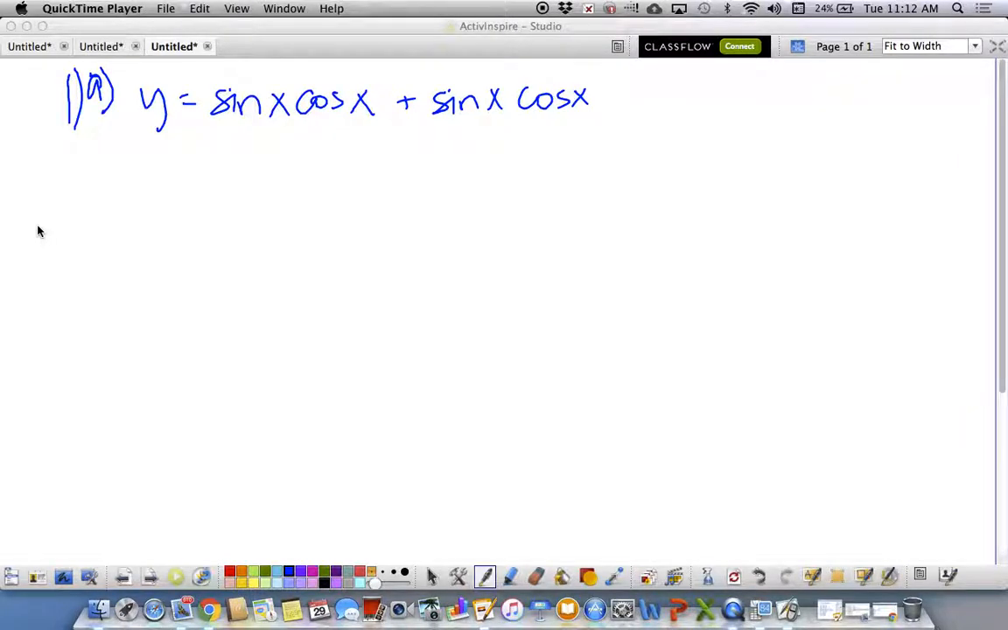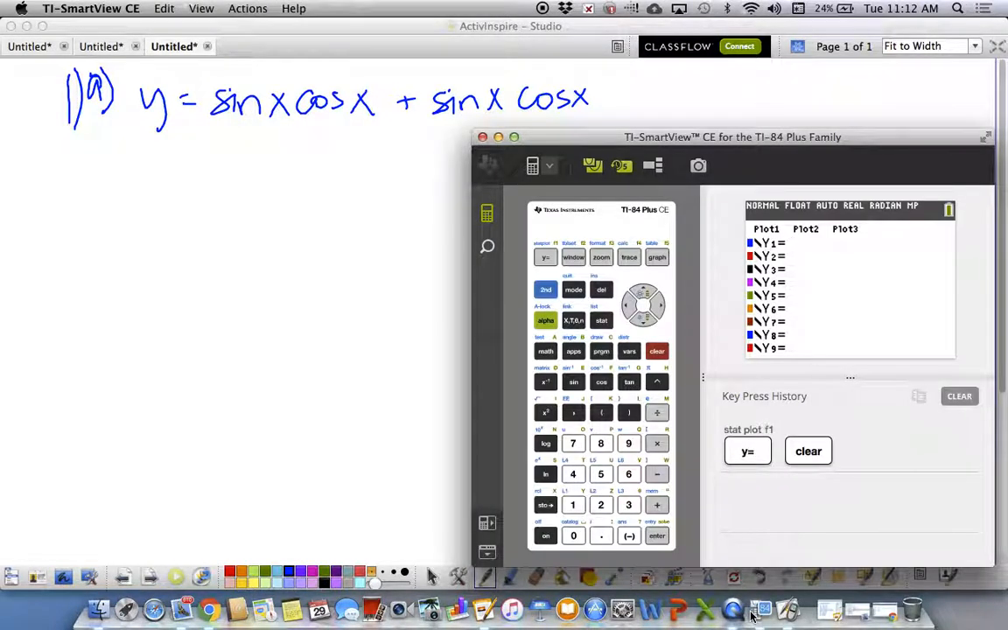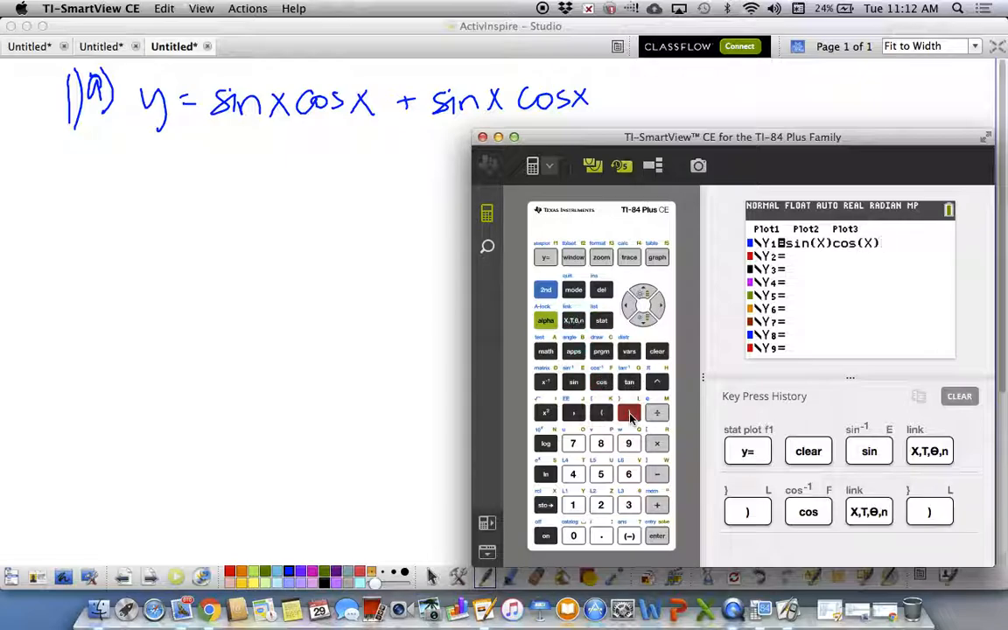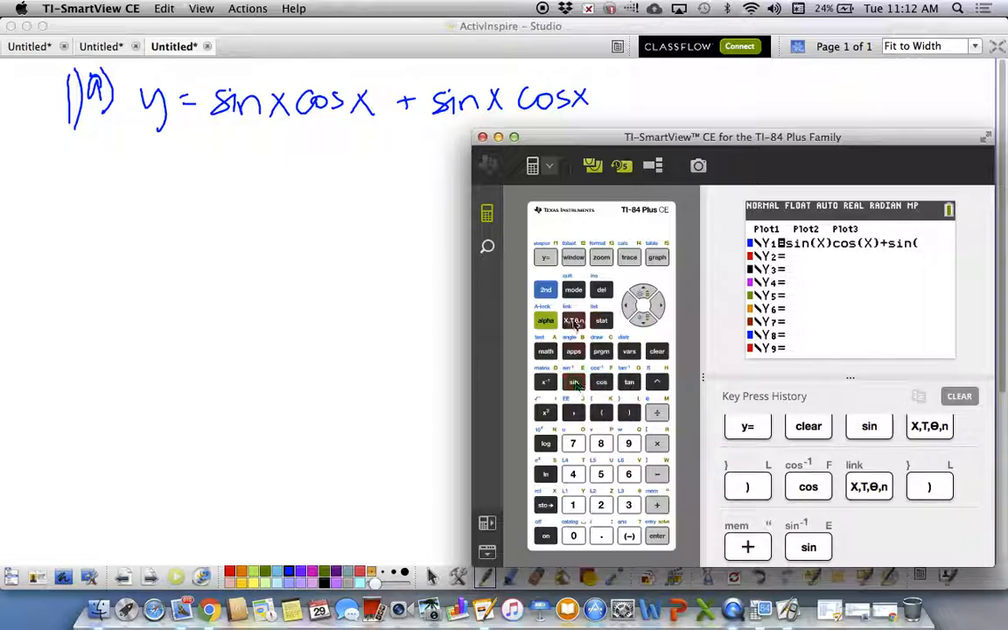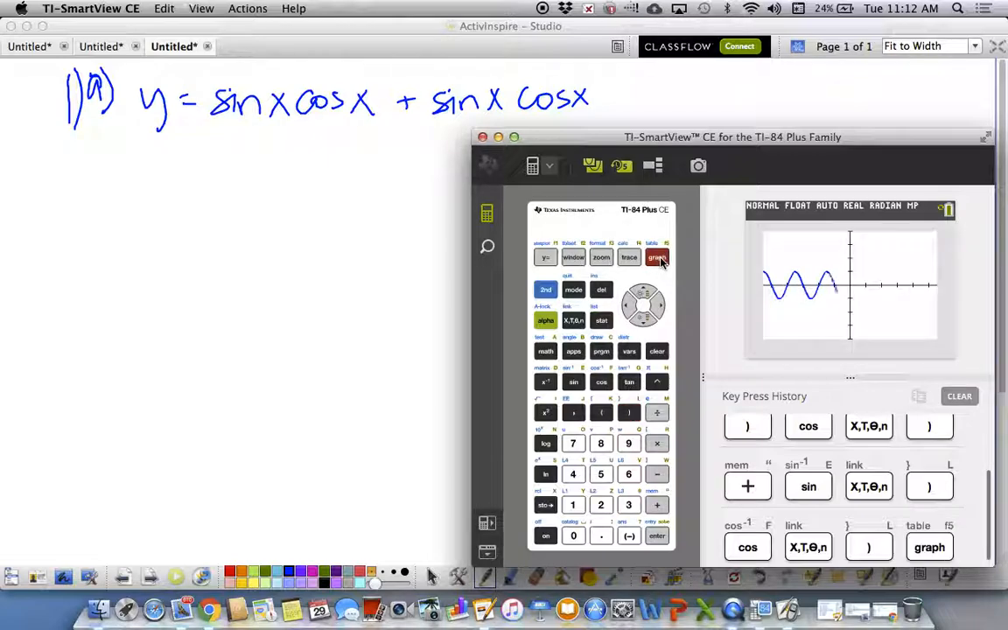On the back side, plugging it into our calculator. Y equals sine x times cosine x plus sine x cosine x. And we're going to hit graph. We should still be on the same thing. You should still be in radian mode. You should still be Zoom Trig. All that should stay the same.